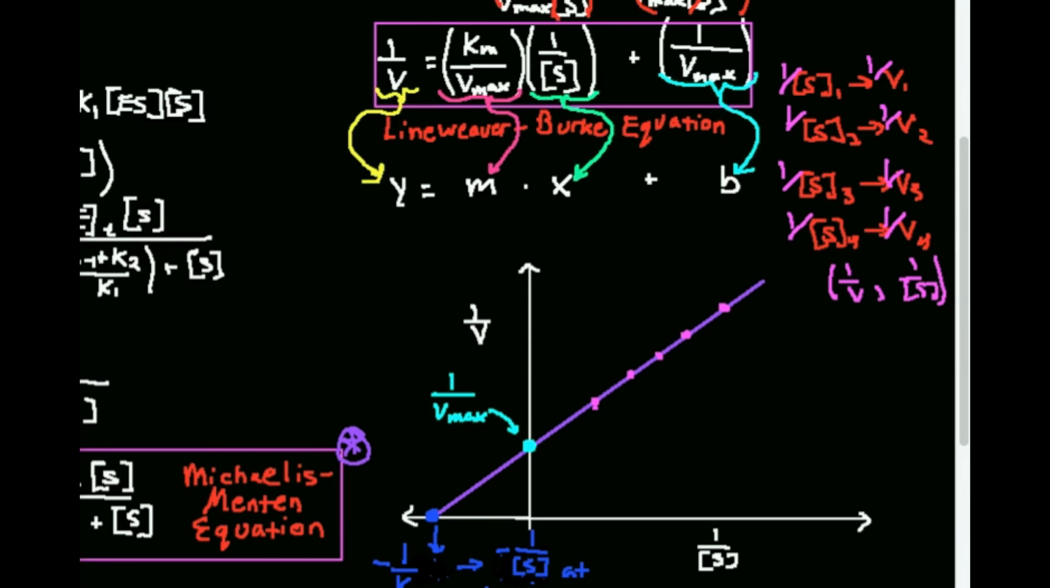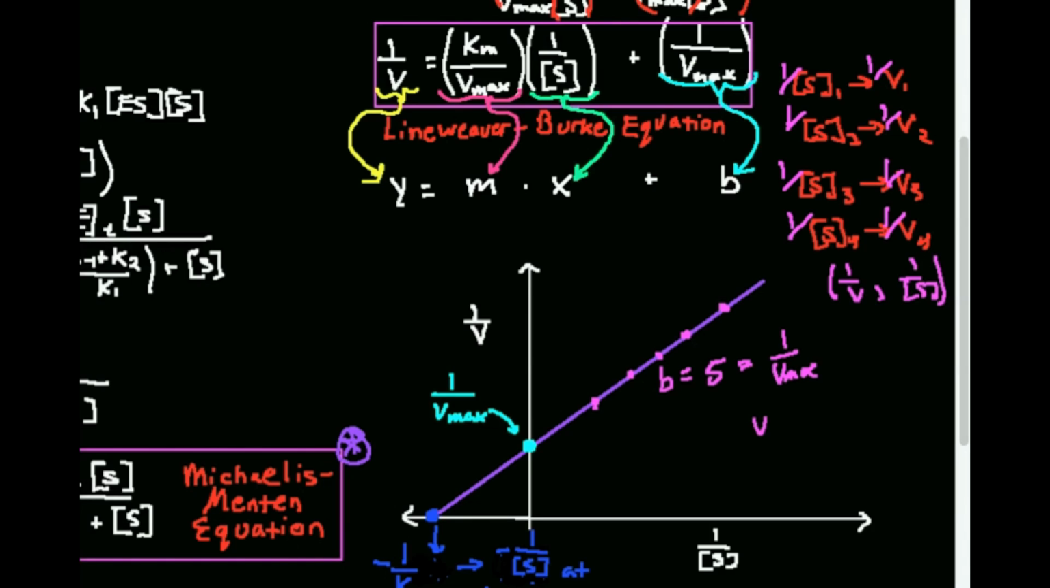So, what's the y-intercept? Well, the y-intercept is just a number. And suppose the y-intercept, I'm just making up a number, was 5. So the y-intercept was 5. How would you calculate the Vmax? Well, if the y-intercept is 5, that's also 1 over the Vmax.